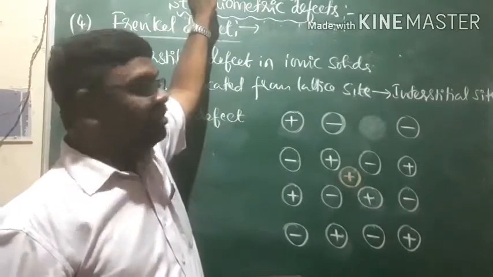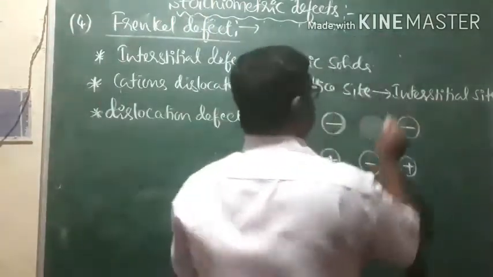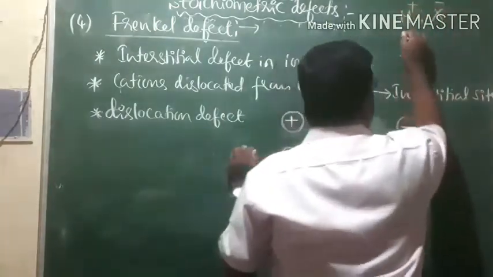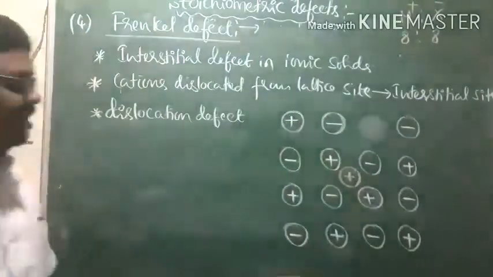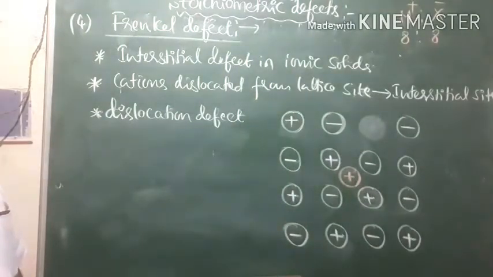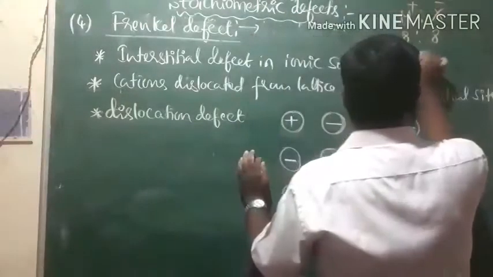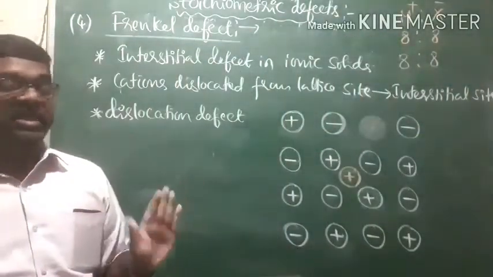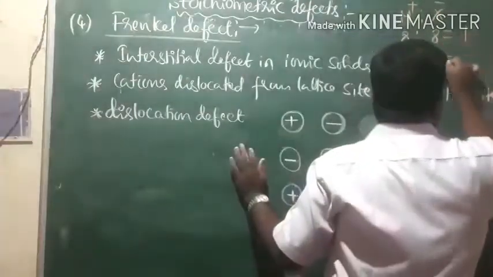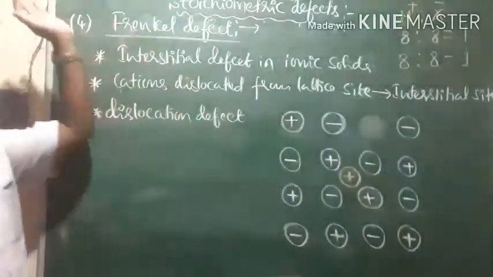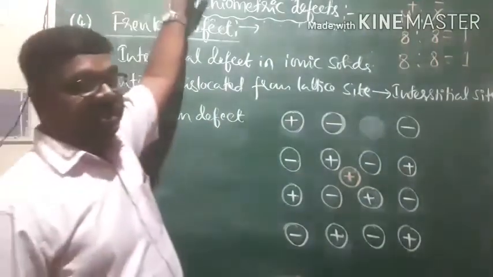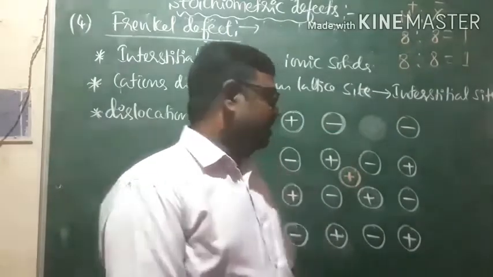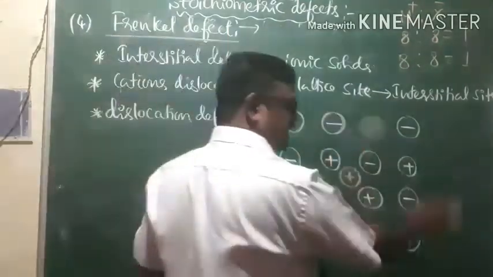Now, as far as Frankel defect is concerned, the cation to anion ratio before the defect is 8:8. Count, there were 8 cations and 8 anions. After the defect also it is 8:8. Nothing is removed, nothing is added. Therefore stoichiometry remains the same. That's why we discuss Frankel defect under stoichiometric defects, which do not alter the stoichiometry of the ionic crystal.